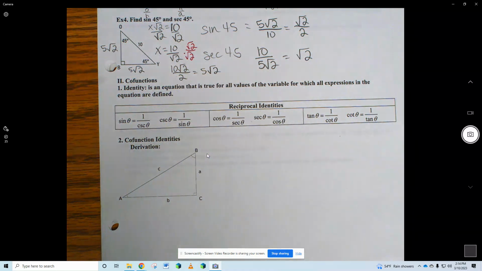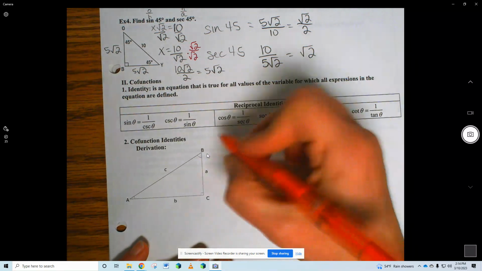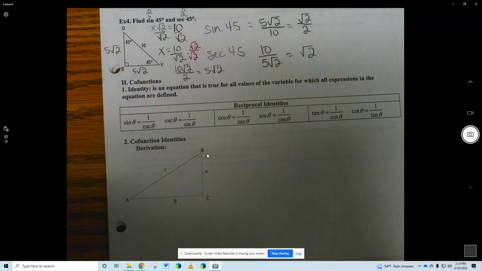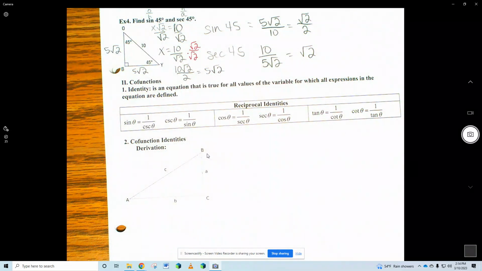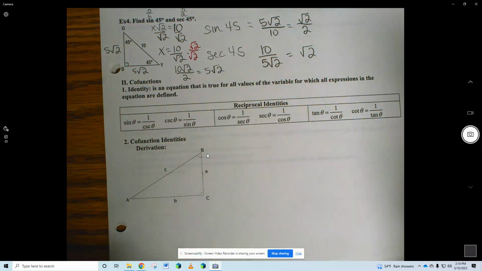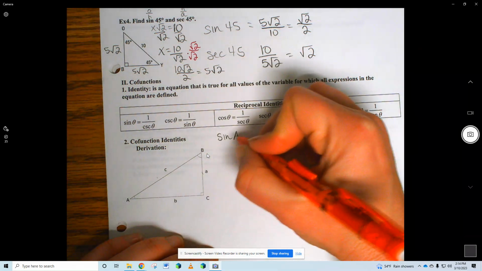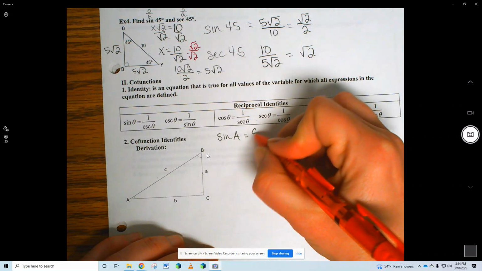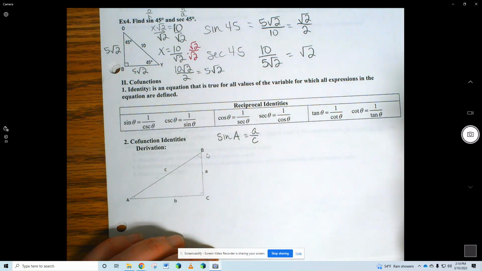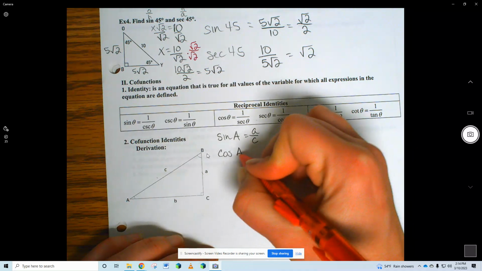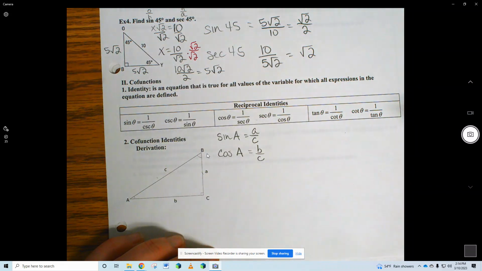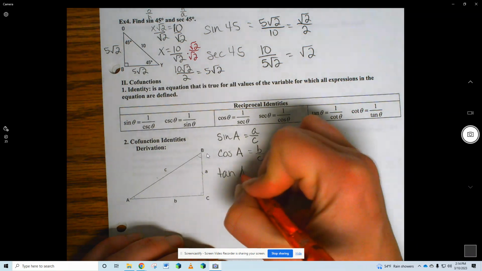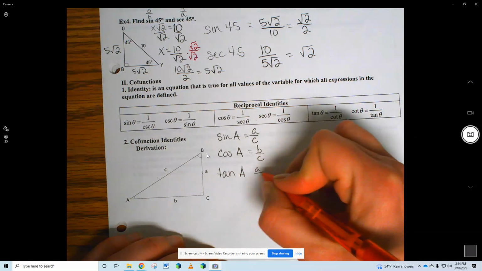Okay. Ready? This is a lot. You guys ready? My triangle is labeled ABC. So I'm going to go through and write fraction ratios for the 6 trig functions, and I'm going to match them up. Sine of angle A is side A over side C. Cosine of angle A is side B over side C. Tangent of angle A is side A over B.